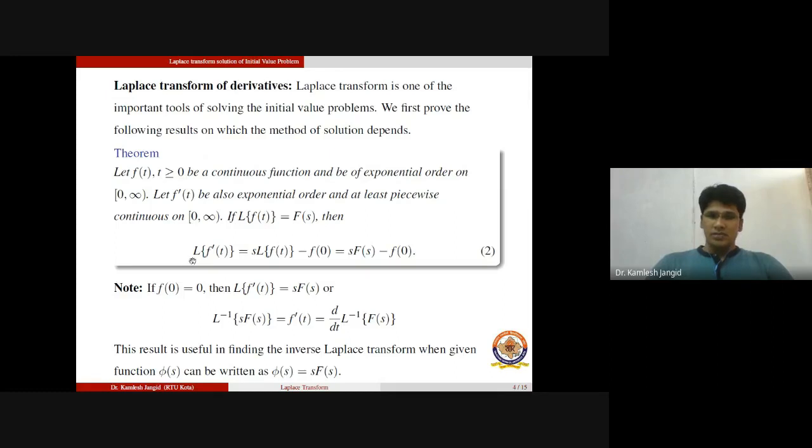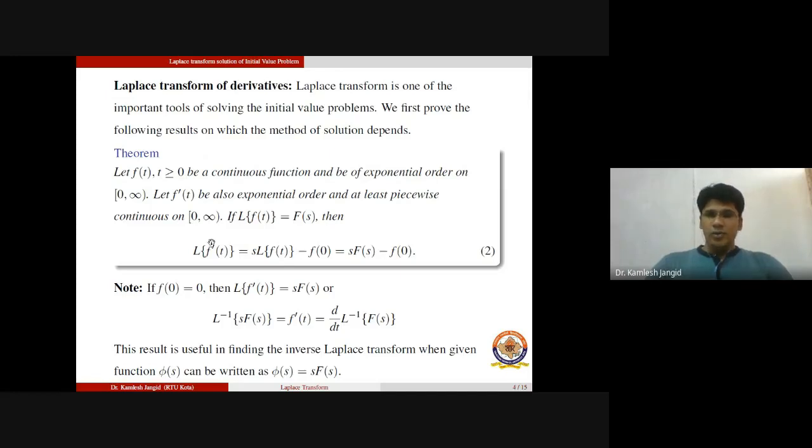So the Laplace transform of the first derivative of the function f equals s times the Laplace transform of the function f minus the function's value at 0. We will skip the proof of this theorem. For the detailed proof, you may go through the notes which I have already provided you.